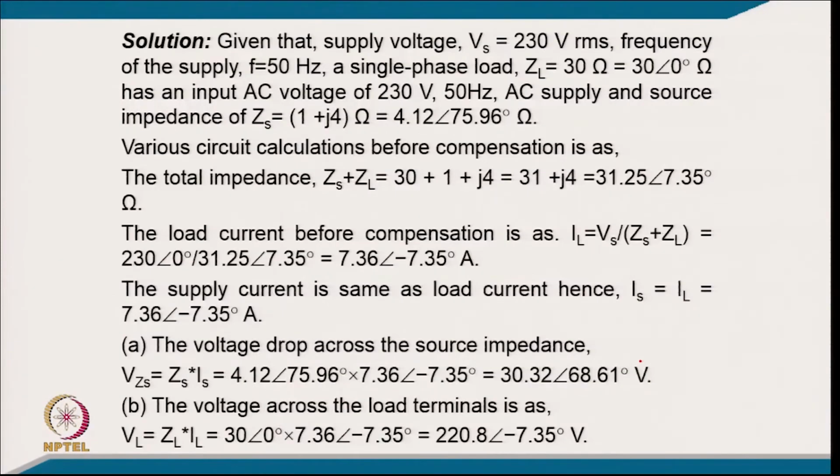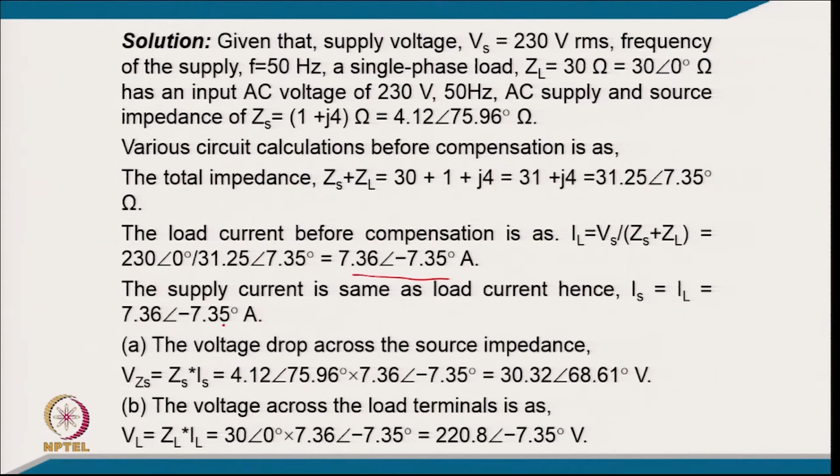So, coming to the numerical part, given that the supply voltage Vs equals 230 V RMS at a frequency of 50 hertz, and a single phase load of 30 ohm, with a source impedance of 1 plus j4 ohm, which comes to 4.12 at the angle of 75.96 degrees ohms. Now the circuit calculations before compensation: the total impedance, source impedance plus load impedance, comes to 31.25 ohms at the angle of 7.35 degrees, and the load current before compensation is Vs upon Zs plus ZL, which comes to 7.36 at the angle of minus 7.35 degrees ampere.